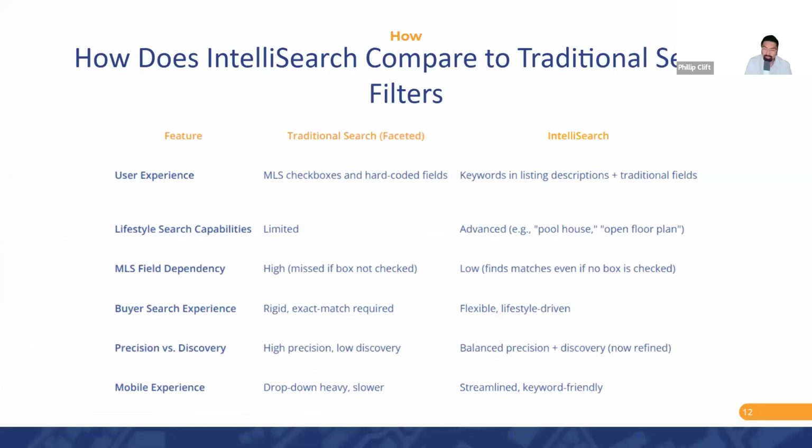Okay, so that's a little bit just to give you the visual of how IntelliSearch works. But I really want to walk us through the traditional or faceted search, which are the checkboxes, compared to IntelliSearch. So with your faceted traditional search, you have hard-coded MLS checkboxes. That's the user experience. You're really limited with lifestyle search capabilities. You're highly dependent on MLS field dependency, right? And it means that a particular listing may get missed if a checkbox is not checked by either your agents, you yourself, or even your site visitor on their site.